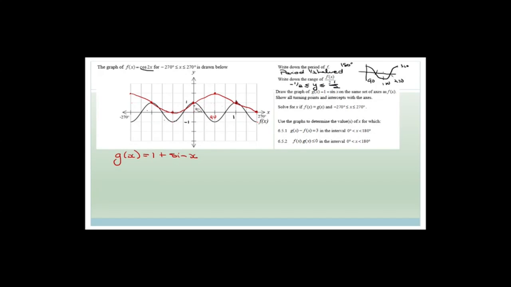Okay. I'll write the numbers in again, don't worry. So therefore, the numbers are minus 1, this is 90, 180, minus 90, minus 180. Okay, so there it is. It says show all the turning points and intercepts. So this is going to be 90, and this is going to be 270, 0. This is going to be minus 90, 0. And this would be minus 270. There we go, done that.